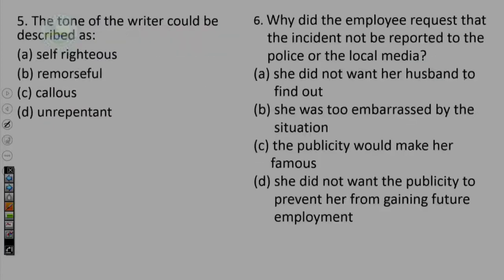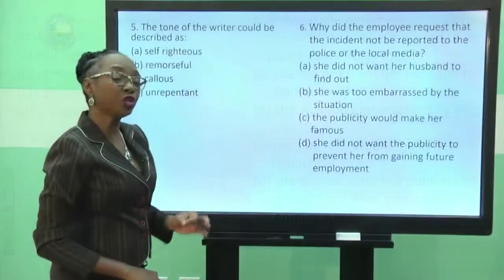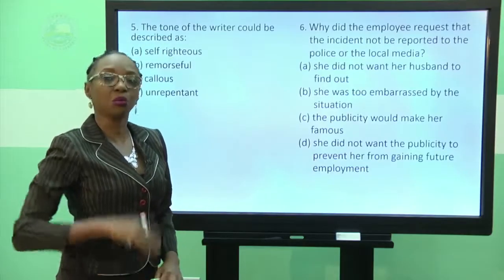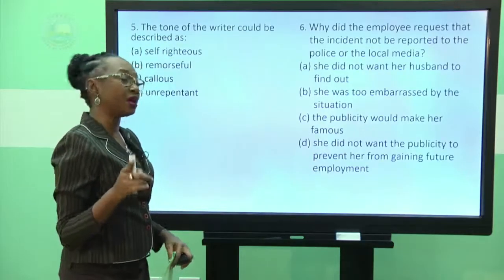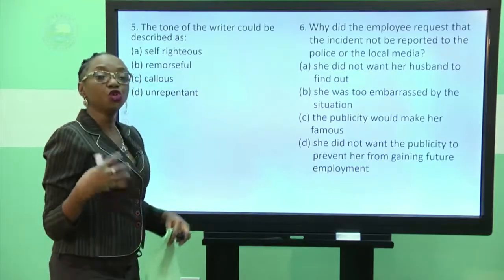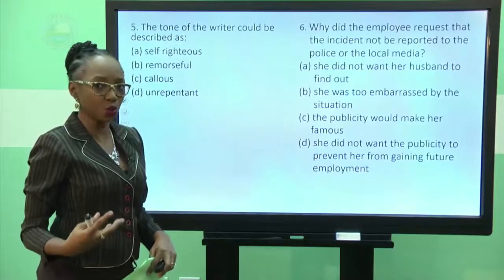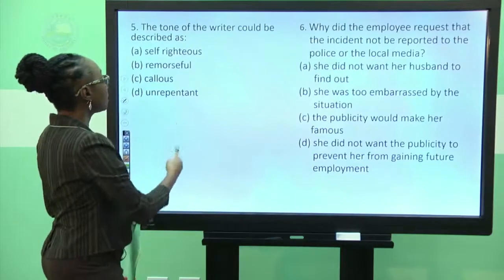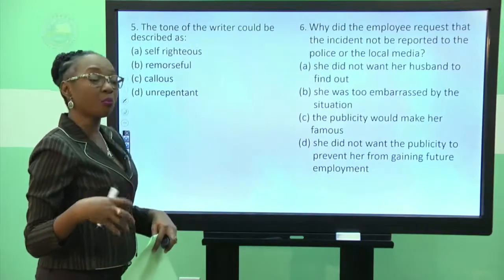Let's look at the final two. The tone of the writer could be described as. Now, the answer to this, you're not going to be able to go into the passage and just pull it out. What you have to do is pay attention to the vocabulary. The vocabulary used by the writer will help you to understand the tone used by the writer. And more specifically, once you've been able to identify that this is a letter of apology, you know that the tone is an apologetic tone. The writer wants to indicate that they're sorry. Which of these words would indicate apology or an apologetic tone?